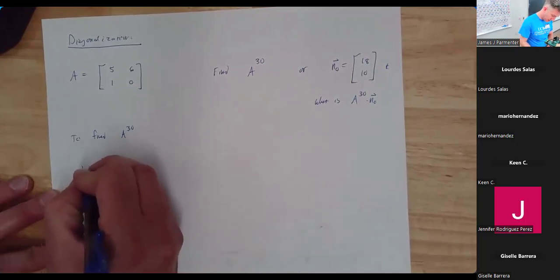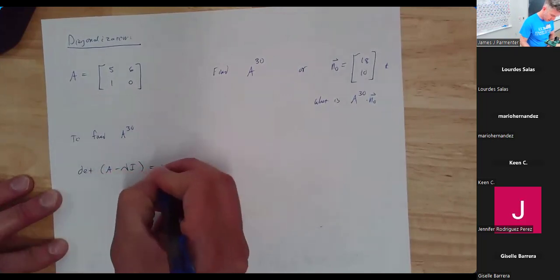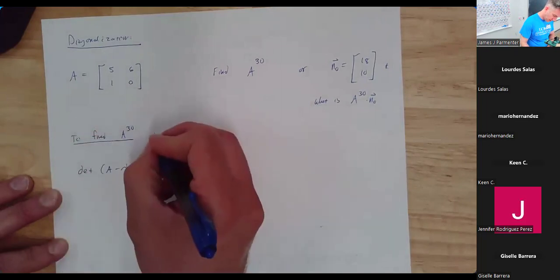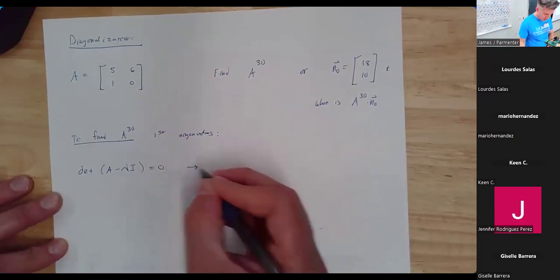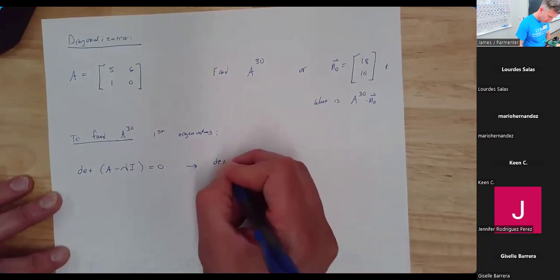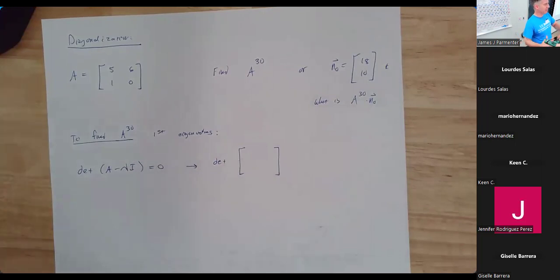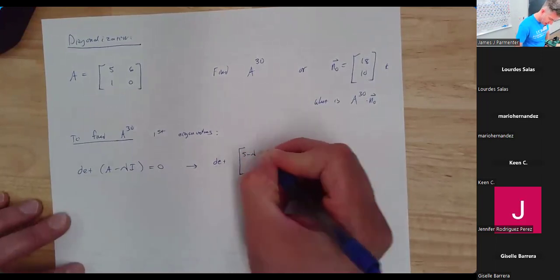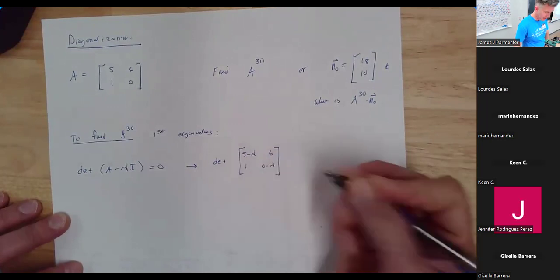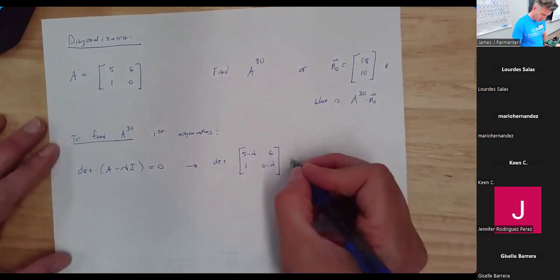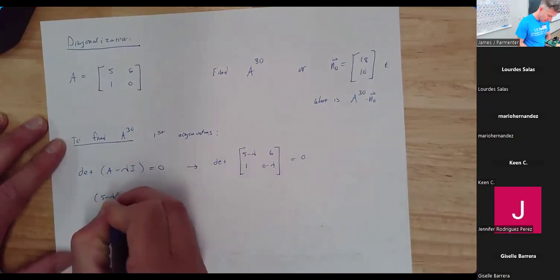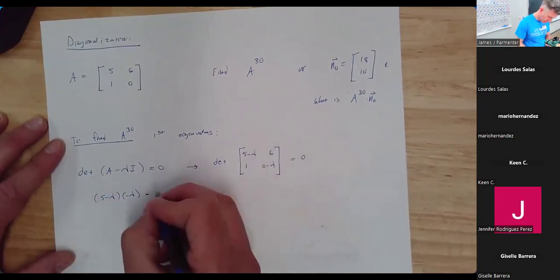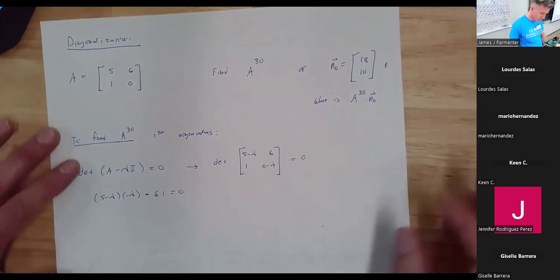eigenvalues. So we're going to take the determinant of A minus lambda I, set it equal to 0. To find A to the 30th, first eigenvalues. The easiest way to do this is just to write the determinant. Take your original matrix. Don't write your matrix minus lambda times 1, 0, 0, 1. Just subtract lambdas in the diagonals. So you should be writing 5 minus lambda, 6, 1, negative lambda. And then set that equal to 0, and then actually find the determinant. So the determinant is 5 minus lambda times negative lambda minus 6 times 1, equal to 0.